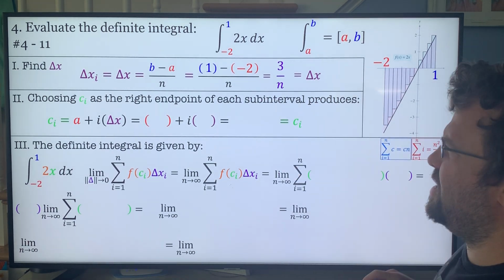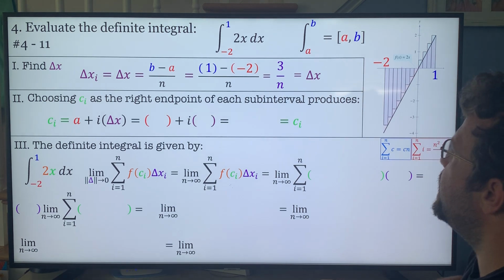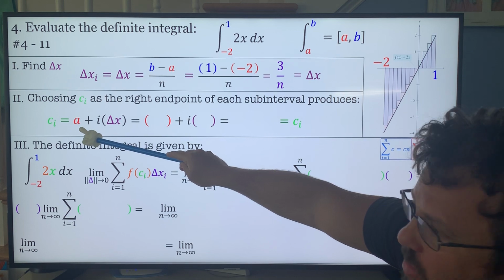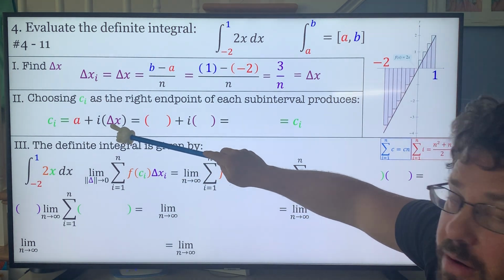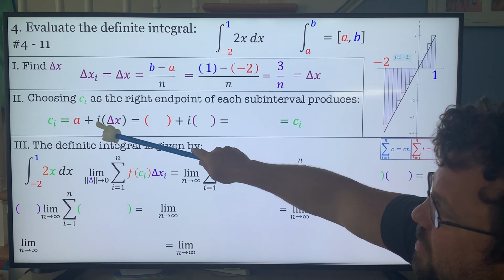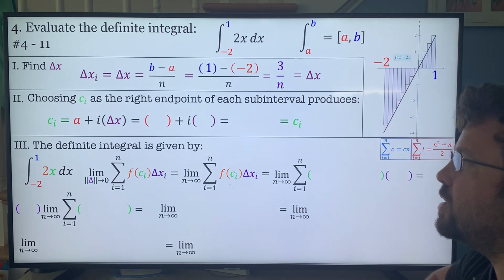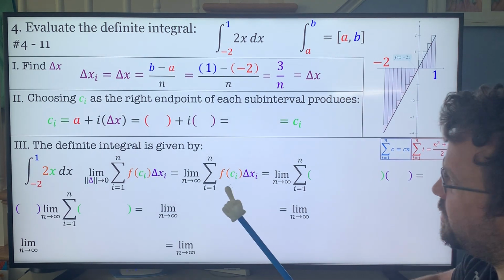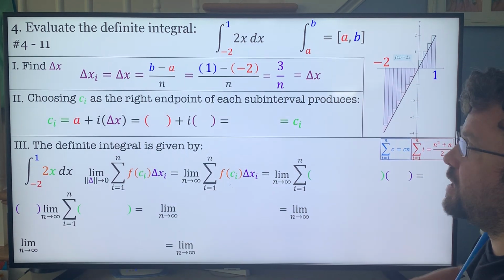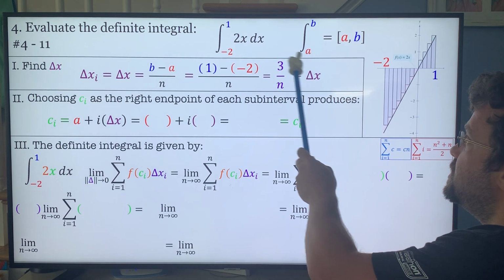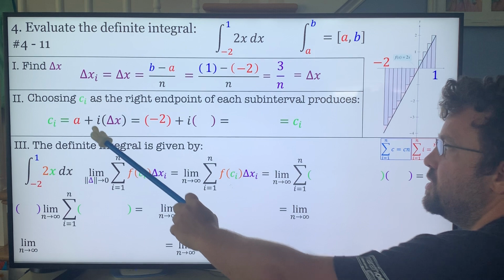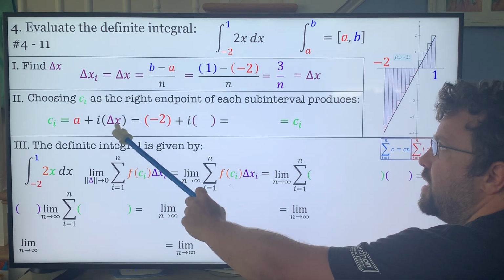Let's look at step 2. Choosing CI as the right endpoint of each subinterval produces the following. So now CI is your start point plus the width, delta x, times i, what interval you're on. So all you're going to do to find CI each time is do the same thing. So first, ready? I'm going to point and you yell it out. What's a? Did you say a is this thing, which is -2? It's always -2. So now you have i times delta x, and what did we find delta x to be?